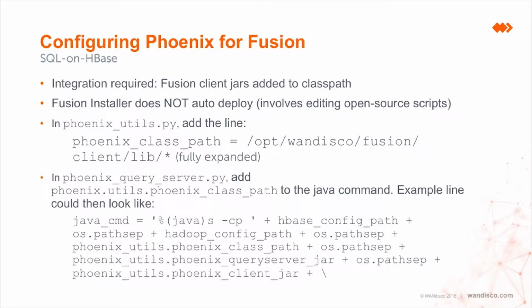You can see in the phoenix_utils.py, add the line, the Phoenix classpath to the Fusion jars. In the phoenix queryserver.py, add the phoenix_utils phoenix_class_path to the Java command line. Here's what an example would look like. Consult the documentation if you run into issues when Phoenix needs to be configured for Fusion.